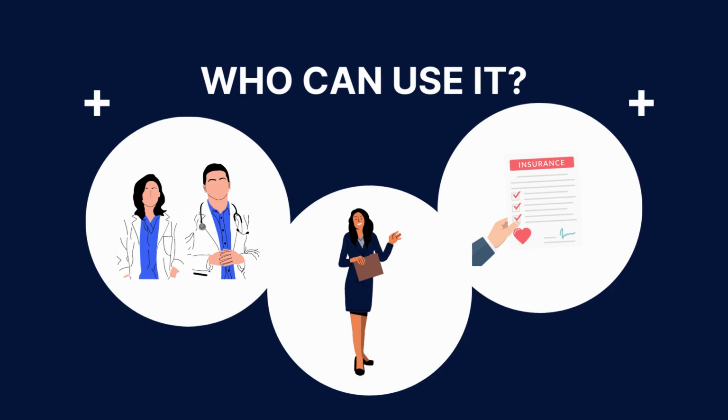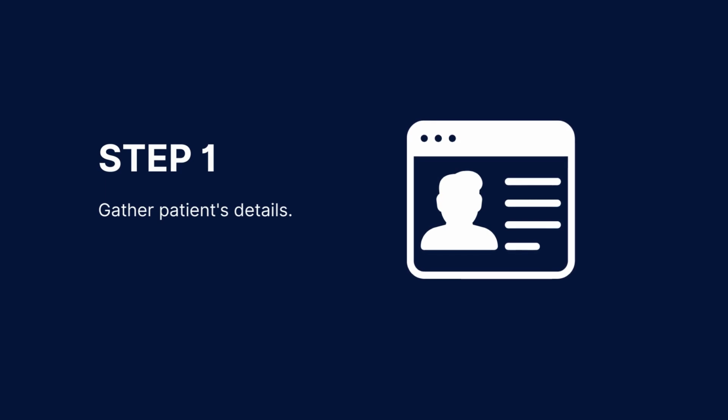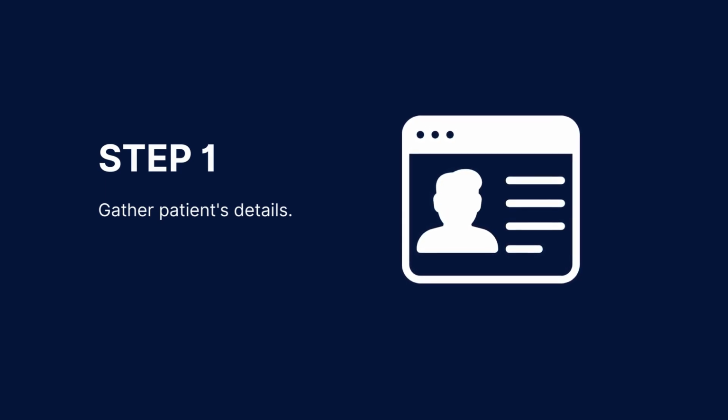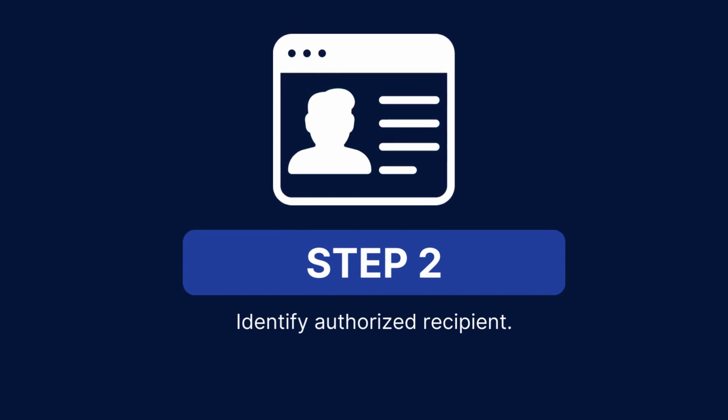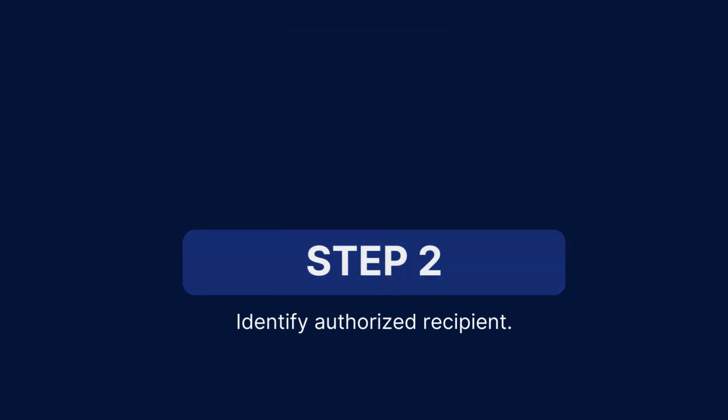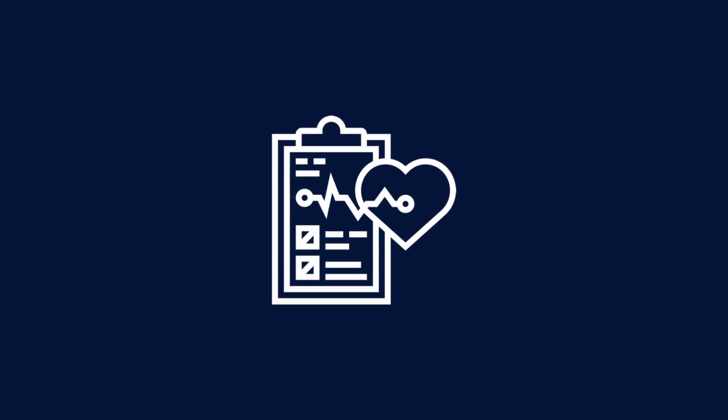To use our medical authorization form, follow these steps. Download our free medical authorization form off our Carepatron platform, which you can find the link in the description. Ask for the patient's name, address, phone number, date of birth, and other identifying information. Next, identify the authorized recipient. Ask for the name and contact information of the person or organization that will receive the patient's medical information.